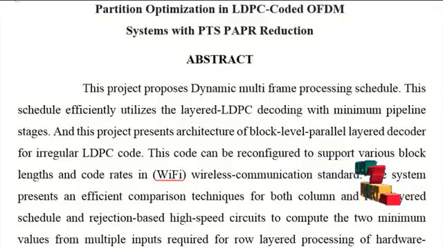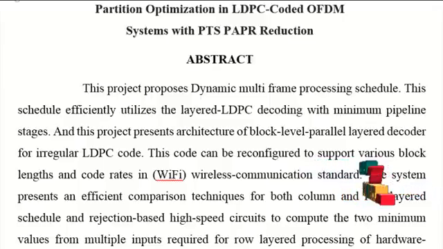In the Wi-Fi wireless communication standard, the system presents efficient comparison techniques for both column and row layered schedules, and rejection based high speed circuits to compute the two minimum values from multiple inputs required for row layered processing of the hardware friendly min-sum decoding algorithm. This system utilizes three pipeline stages. To evaluate this scheme, the system showed that the result is as good with lower area as compared to state-of-the-art circuits in this project.